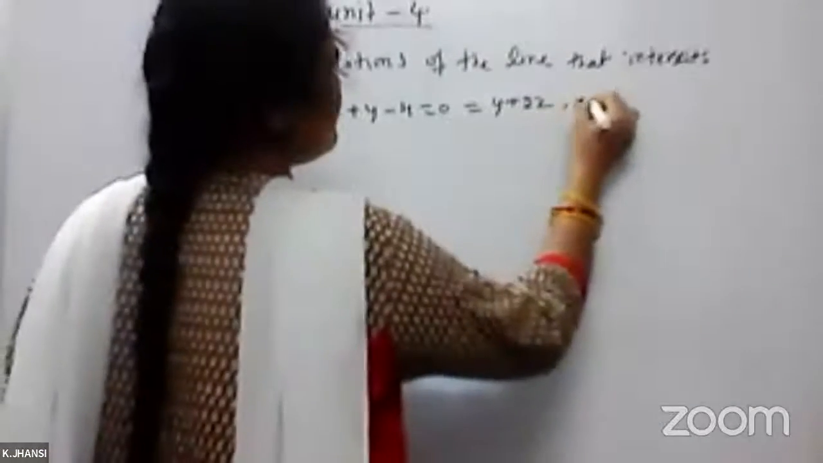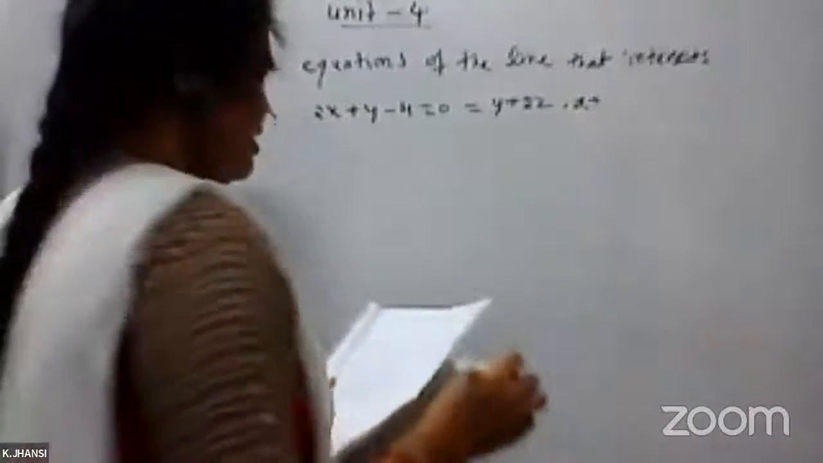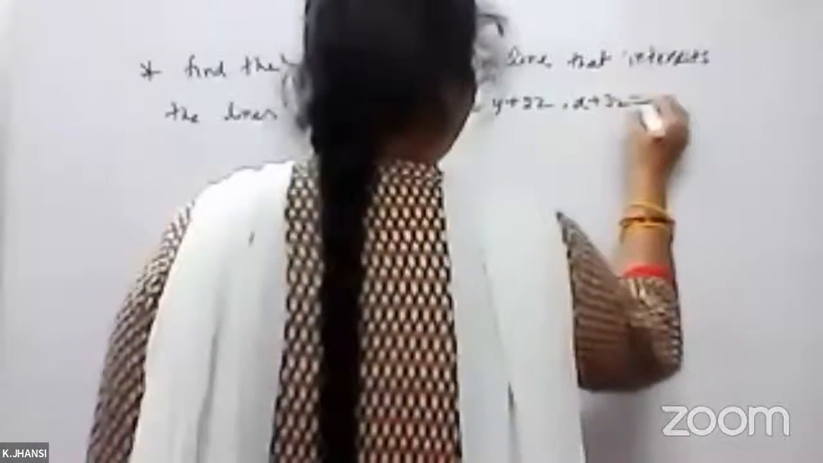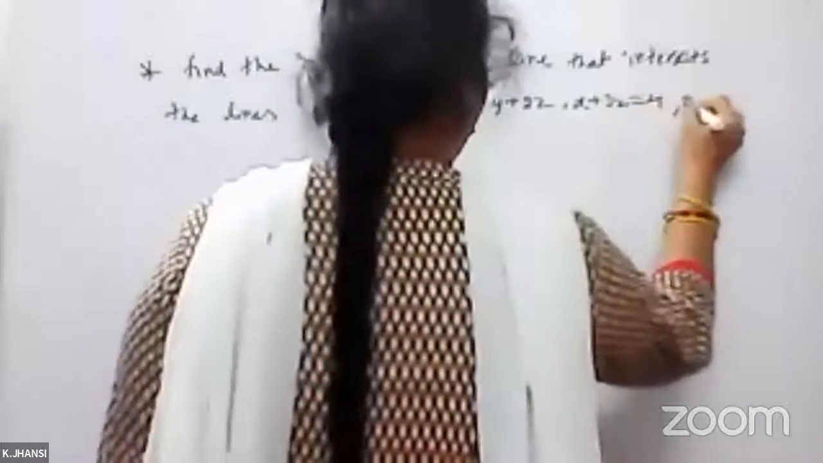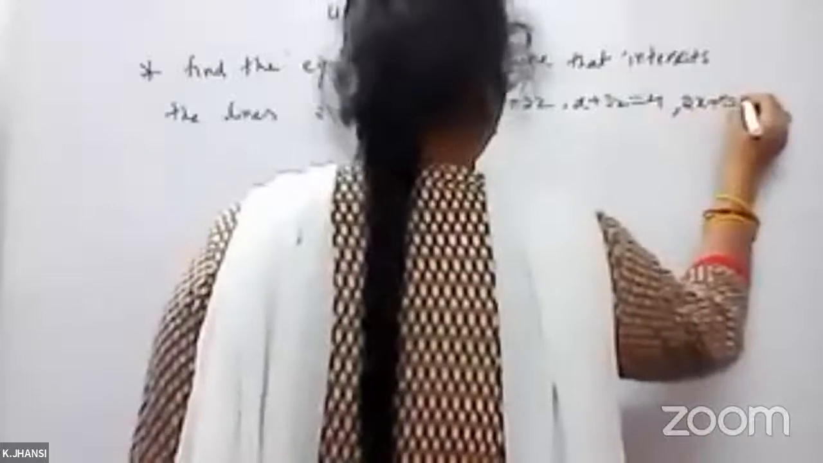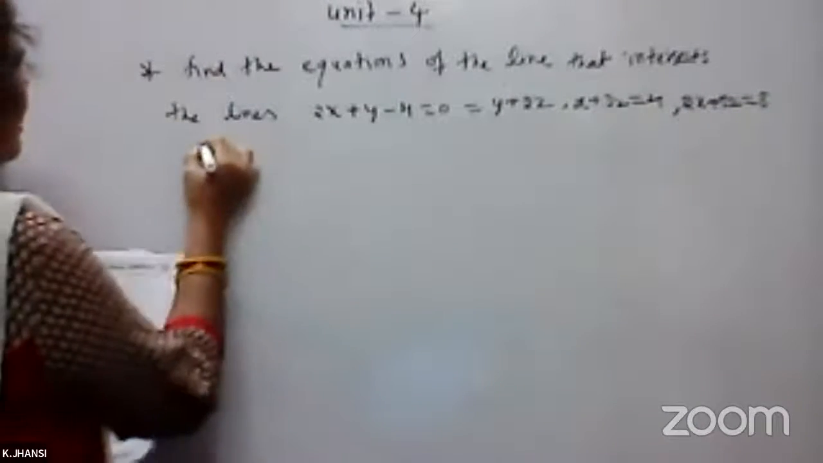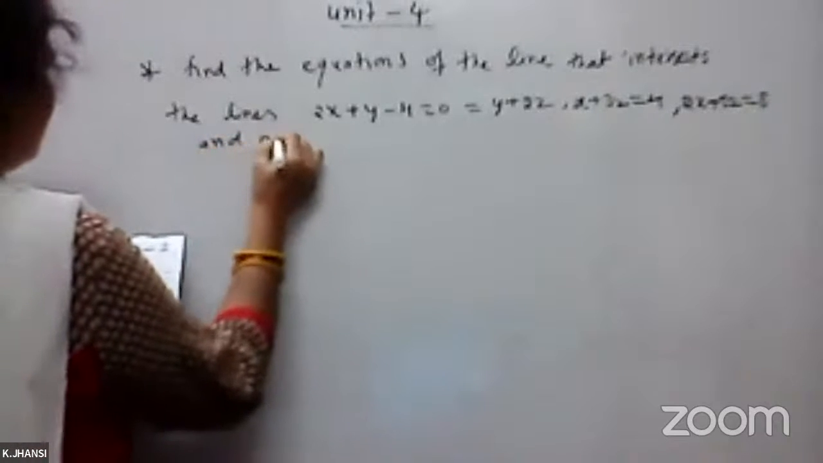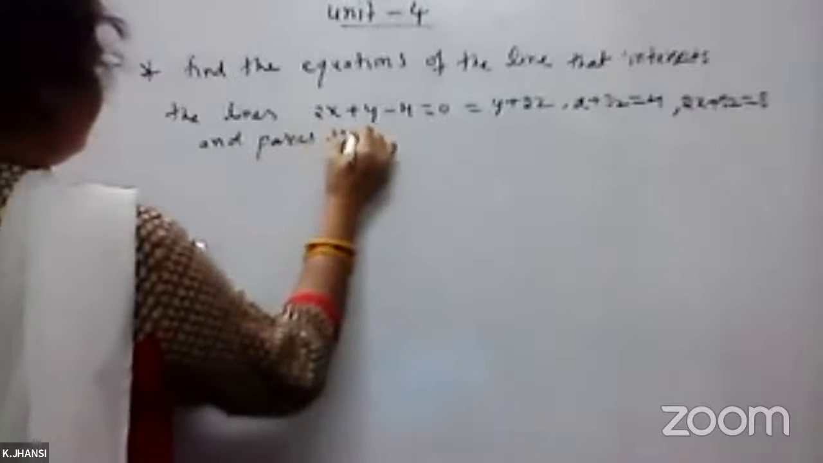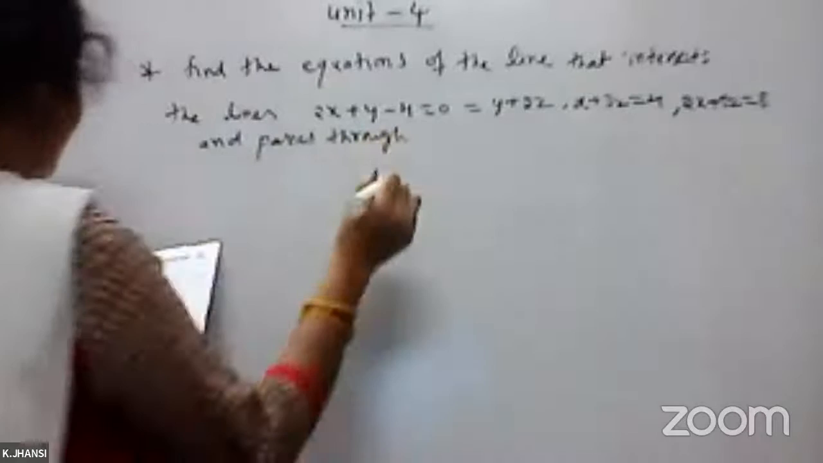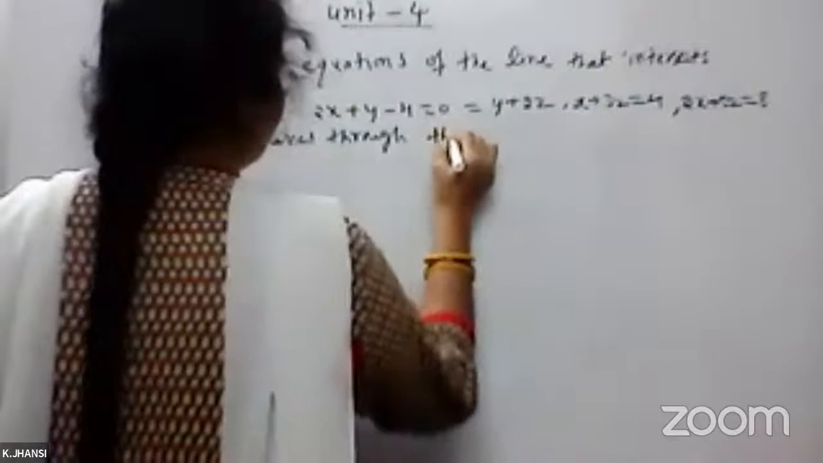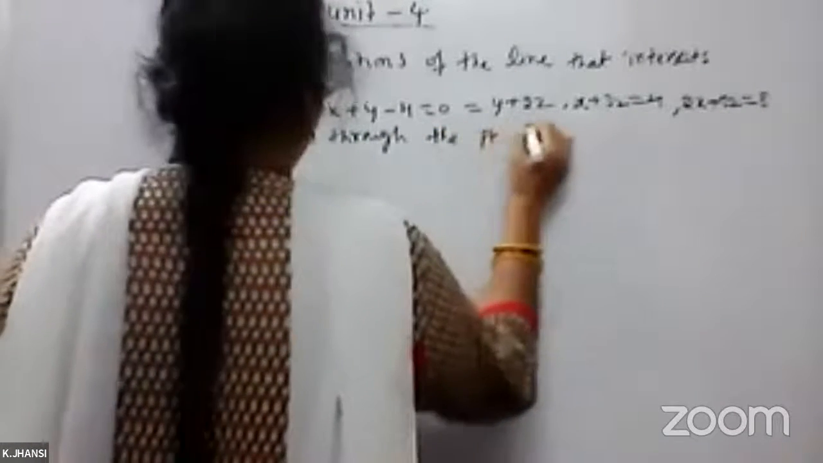Comma, x plus 3z equals 4, comma, 2x plus 5z equals 8, and passes through the point 2 comma minus 1 comma 1.